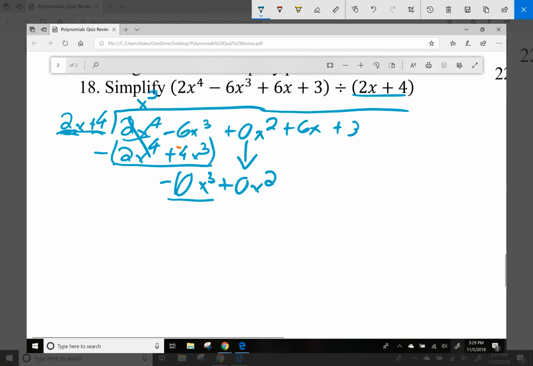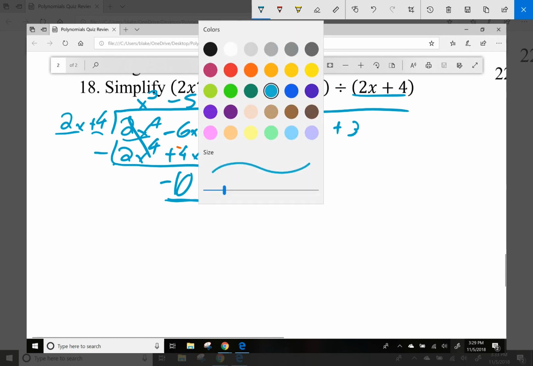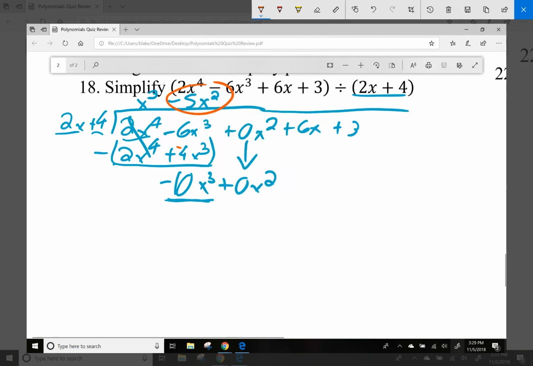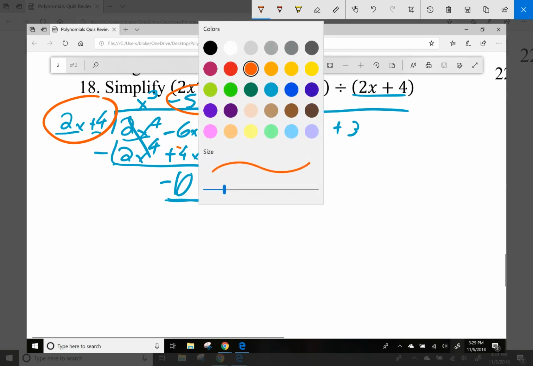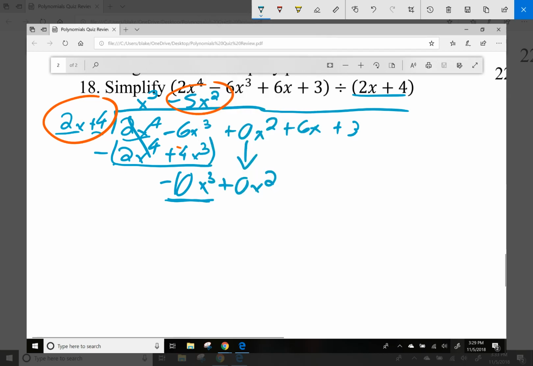We're going to divide the first term on the inside, which is now negative 10x to the third, by the first term on the outside, which is still 2x. So negative 10x to the third divided by 2x. Negative 10 divided by 2 is negative 5, and x to the third divided by x is x squared. So negative 5x squared. Now take that, negative 5x squared, and multiply it by 2x plus 4. Negative 5 times 2 is negative 10, and x squared times x makes x to the third. And negative 5x squared times 4 is negative 20x squared.